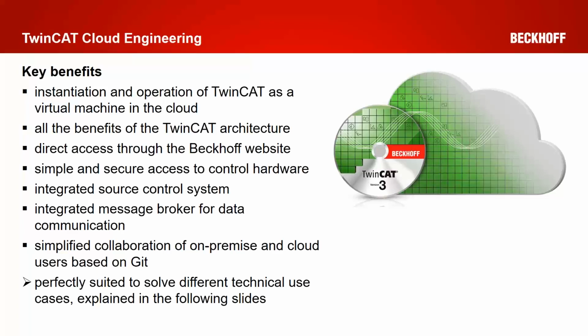You have simple and secure access to controller hardware, which means you can establish routes between the controller hardware and the cloud instance. And of course, you also have a source control system within each instance to store your TwinCAT projects there, to have them also in on-premise installations. So you can use your laptop to connect to the Git repository on an instance to retrieve the TwinCAT projects that have been stored in this repository, which makes collaboration very easy. And you also have an integrated message broker that you can use for data connectivity via MQTT, for example.